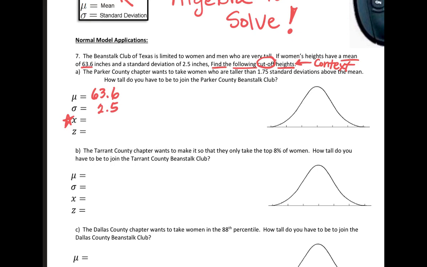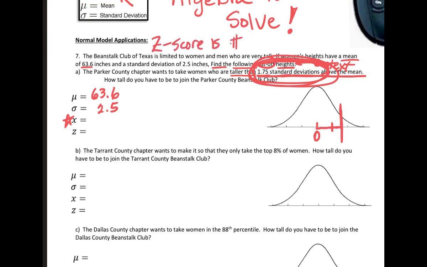All right, question A. The Parker County chapter wants to take women who are taller than 1.75 standard deviations above the mean. Okay, so let's kind of draw a picture. Here is the mean, and a mean has a z-score or a standard deviation of 0 because it is the mean. Then we've got the 1.75, that's like right here, because that is 1 and then 3/4 of 1. So what I need you to know and get from that is that when it says the number of standard deviations, remember that the z-score is the number of standard deviations. So if it says 1.75 above the mean, then that's a z-score of positive 1.75. So I'm going to go fill that in right here.